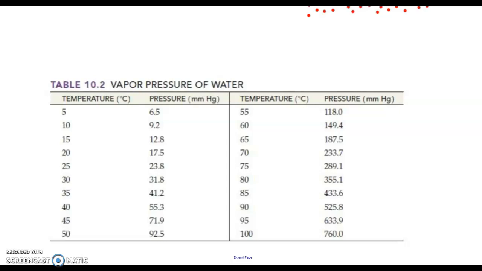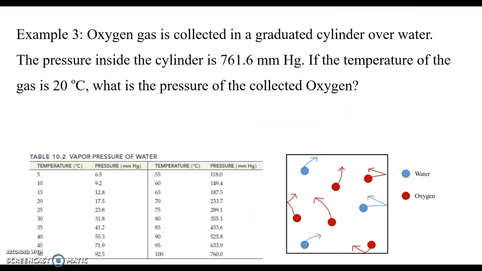These problems work exactly like the other Dalton's law problems that we have looked at, with the added step of you have to look up the partial pressure of the water vapor in this table. So for example, oxygen gas is collected in a graduated cylinder over water. That phrase is our key word, knowing that we need to use the table. The pressure inside the cylinder is 761.6 millimeters of mercury. If the temperature of the gas is 20 degrees Celsius, which we will need when we are looking in the table, what is the pressure of the collected oxygen?